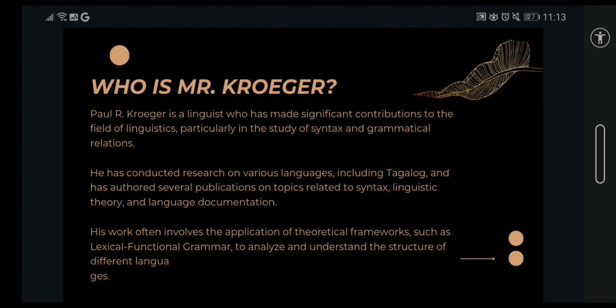First, let me introduce to you who is Paul R. Kroger. Paul R. Kroger is a linguist who has made significant contributions to the field of linguistics, particularly in the study of syntax and grammatical relations. He has conducted research on various languages, including Tagalog, and has authored several publications on topics related to syntax, linguistic theory, and language documentation. His work often involves the application of theoretical frameworks such as lexical functional grammar to analyze and understand the structure of different languages.